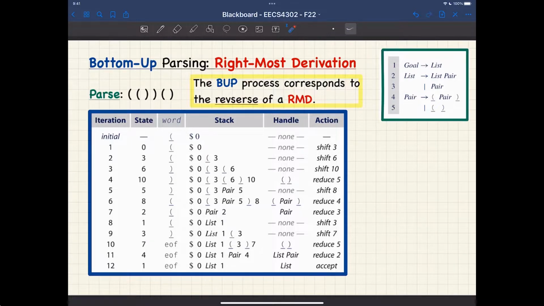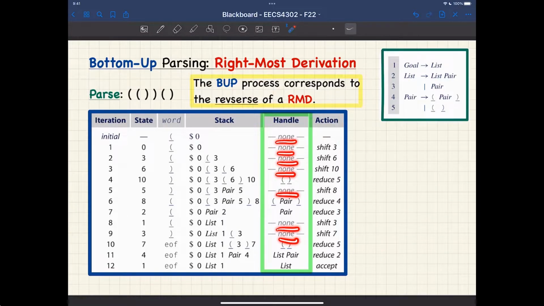First of all, let me highlight the handle part, which is here. For those that are simply none, they correspond to the shift operations, which we don't have to worry about for the handle. We're going to focus on this one, this one, this one, this one, this one, and this one. These are the handles we can use to see how the parse tree is going to be built. Let's start with this one.